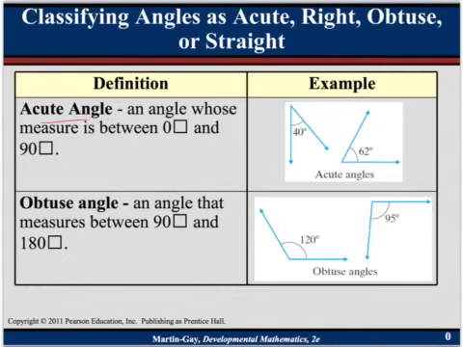An acute angle is an angle whose measure is between 0 degrees and 90 degrees. So it's going to be smaller than a right angle. And an obtuse angle is going to be larger than a right angle. So it's going to be over 90 degrees.